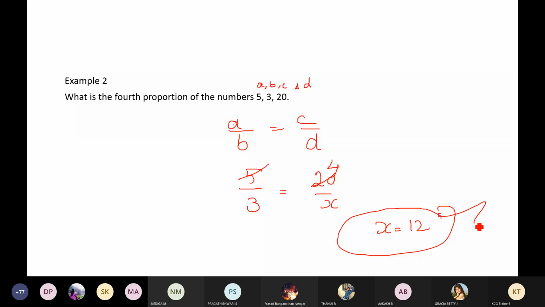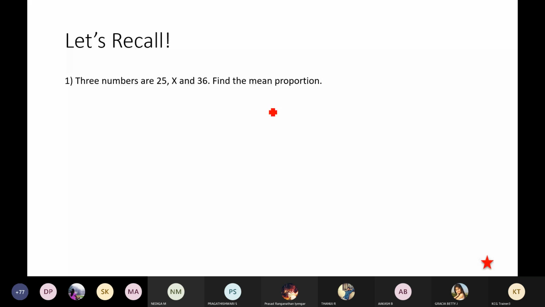Now, moving on to the next question. Okay, so moving on to your next question. Here's the next question. Okay. The three numbers are 25, X, and 36. Find the mean proportion.